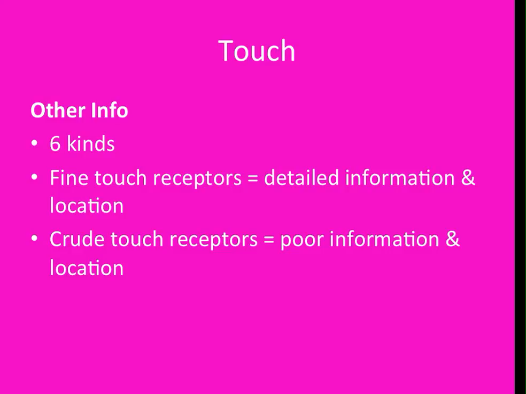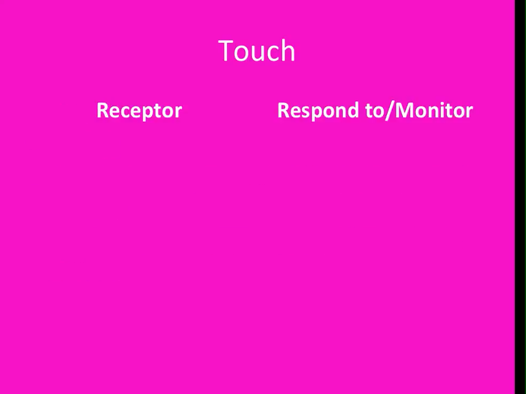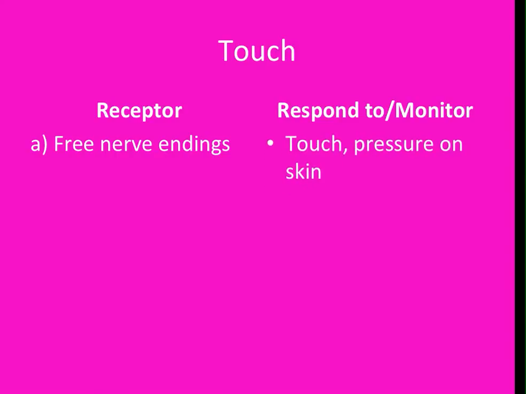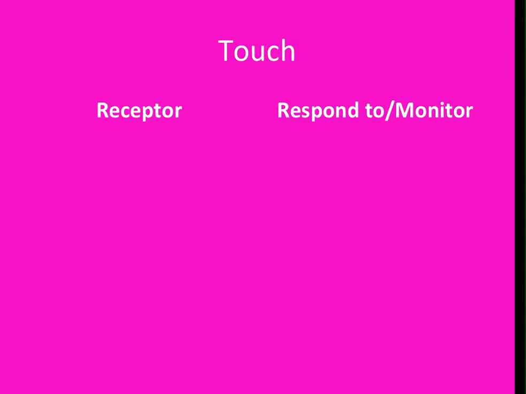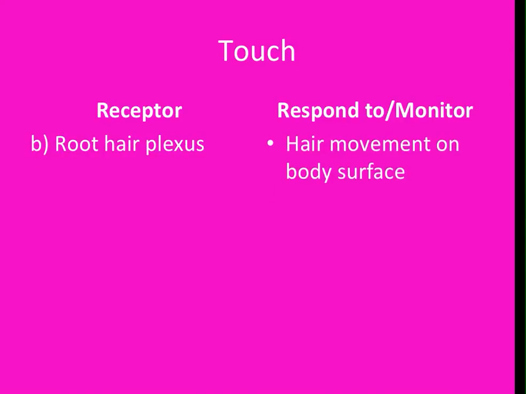So now what we're going to do is go back and start filling in under receptor and respond to and monitor for some of the different types of touch receptors. The one by letter A is free nerve endings, and these respond to or monitor touch and pressure on the skin. The second type, letter B, is the root hair plexus, and these monitor hair movement on the surface of the body. So this is how we can tell things like wind is blowing, because it actually moves the hair on our skin.